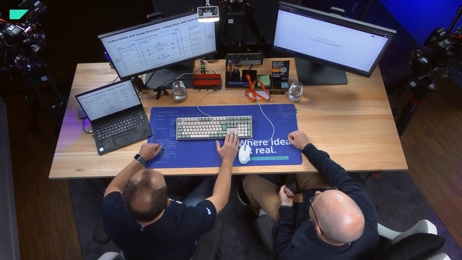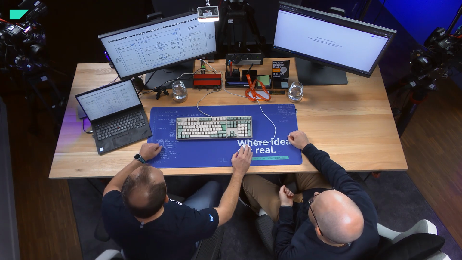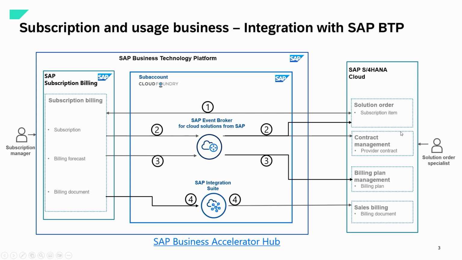So this is a big picture. Just to briefly explain, we will start with the solution order. Here, the solution order is a main hull for the subscriptions, for contracts, for stock items, for all this stuff. And we will focus on subscriptions here. We will create it, and then we see all the interaction with the SAP Subscription Billing on the left side.